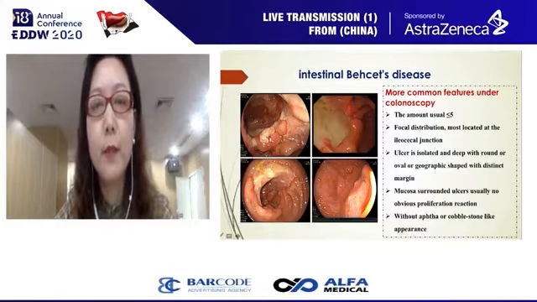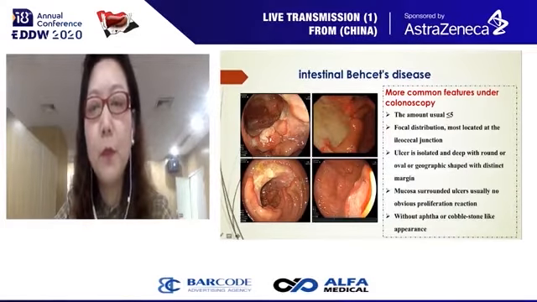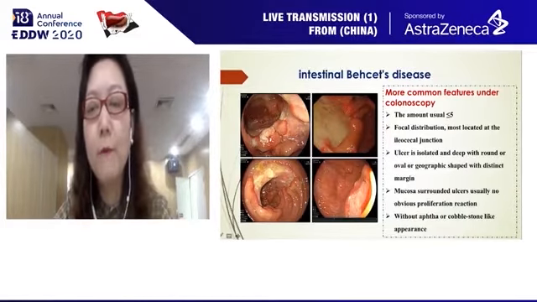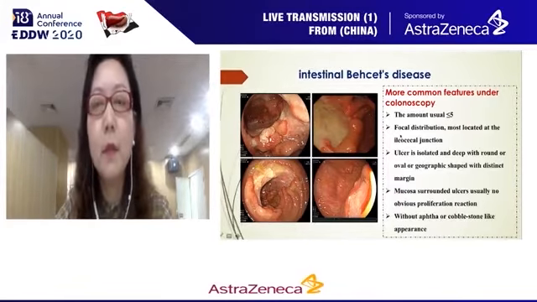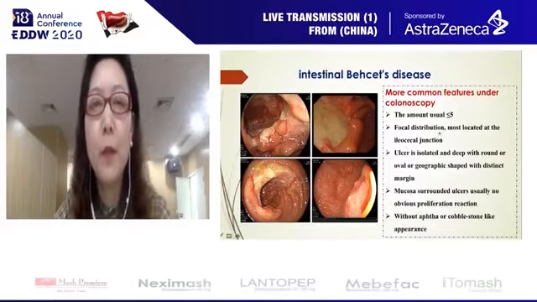You can see here, here is a lesion, the ulcer. The margin is very clean. The mucosa surrounding the ulcer usually has no obvious proliferation reaction, and the ulcer is without epithelioid or cobblestone-like appearance. So here are the more common features in the colonoscopy of BD.